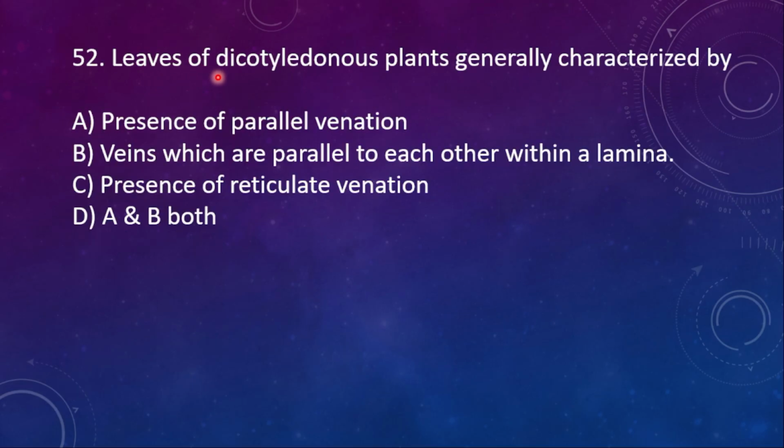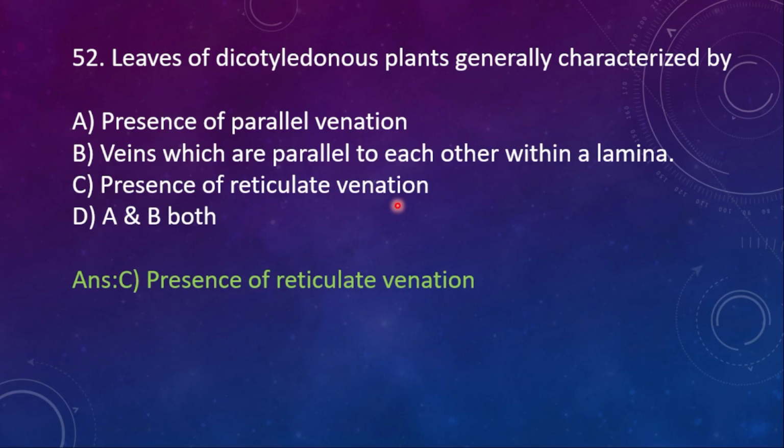52. Leaves of dicotyledonous plants are generally characterized by option A, presence of parallel venation, B, veins which are parallel to each other within a lamina, C, presence of reticulate venation, D, A and B both. So here the right option is C, presence of reticulate venation. In a dicotyledonous plant, what happens? If the leaf is there, then reticulate venation. This is the leaf. Here there will be reticulate venation.